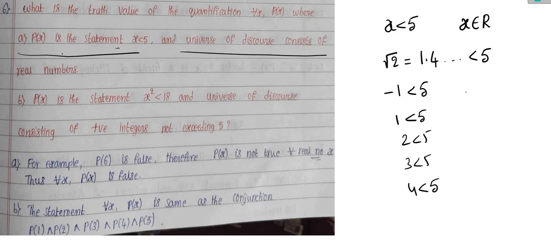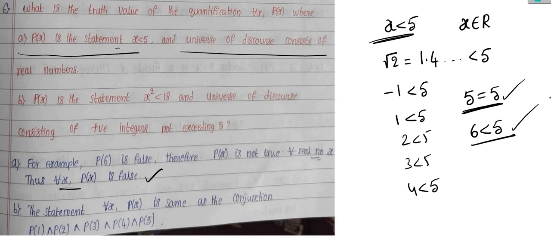When we take x as 5, 5 is equal to 5. In this situation, this statement is false. And also if we take x as 6, 6 is not less than 5. Here also the statement is false. If the statement is false at a single point, then we say that the total statement is false because here we have for all x. Next we move on to question B.